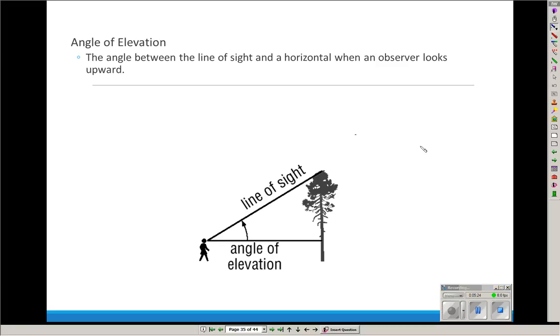Sometimes we have story problems. And in a story problem, there's a right triangle created because there's a horizontal distance, a vertical distance, and a diagonal distance, which gives us a right triangle. And we have two types of angles here. One is an angle of elevation, which is the angle between the line of sight and a horizontal when the observer looks upward. So you've got the horizontal, you're looking upward, and there's your angle of elevation that's created right here.